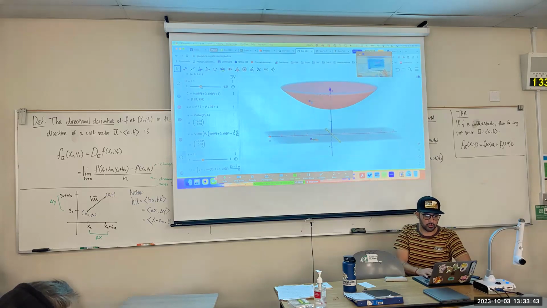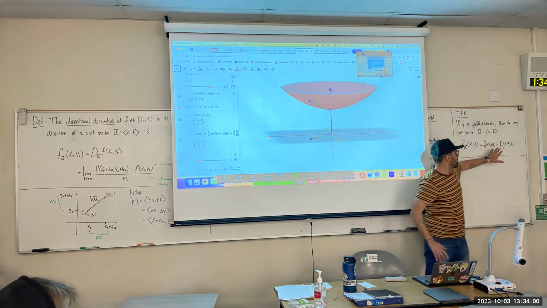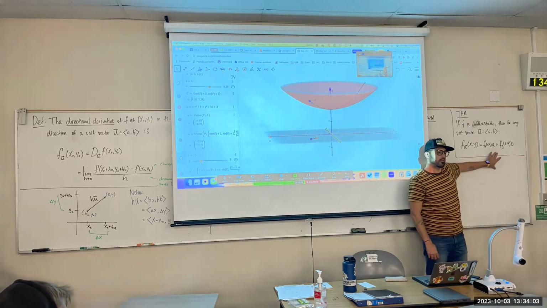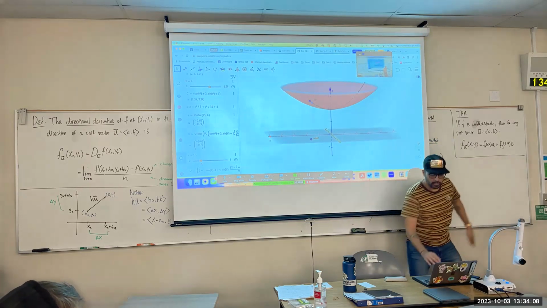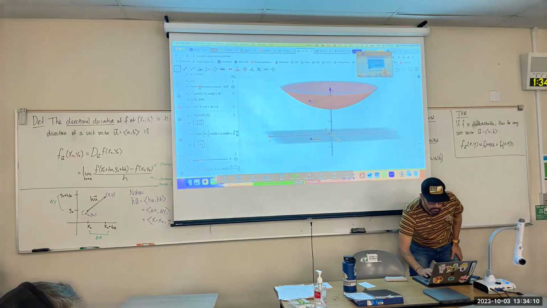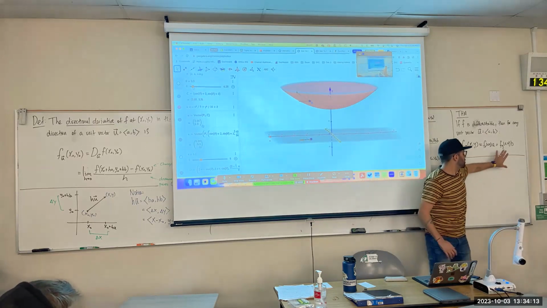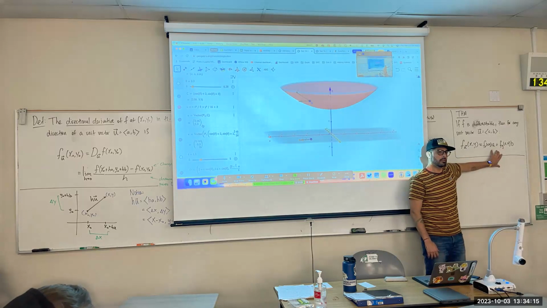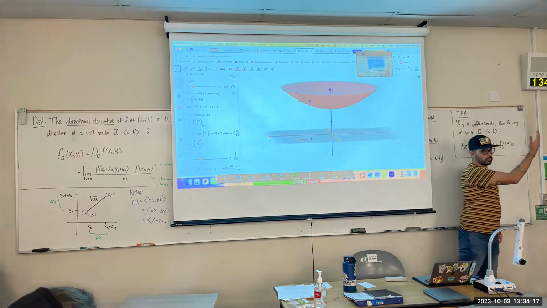But let's say now u is pointing towards the origin on the xy plane. If I walk from that point P towards u, what is z doing? It's decreasing. So what kind of number will you get for your directional derivative? You're going to get a negative, because z is decreasing. If u was a different vector pointing this way, the directional derivative would be positive, because now you're going up the surface.